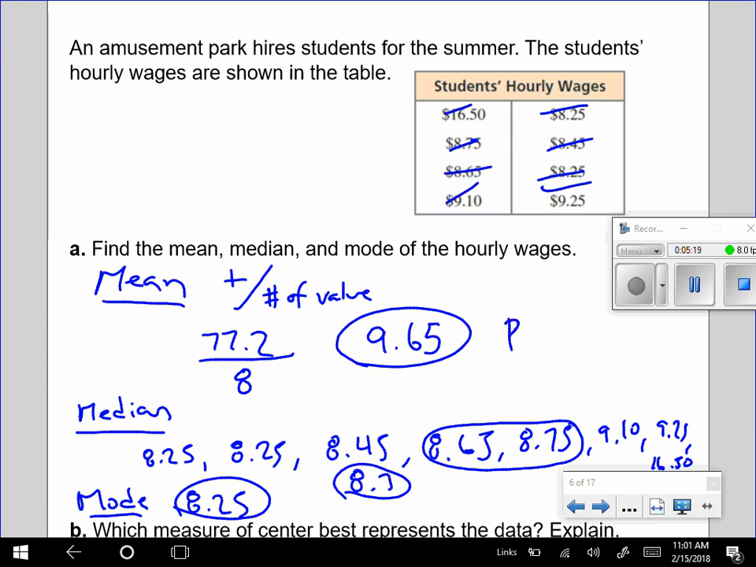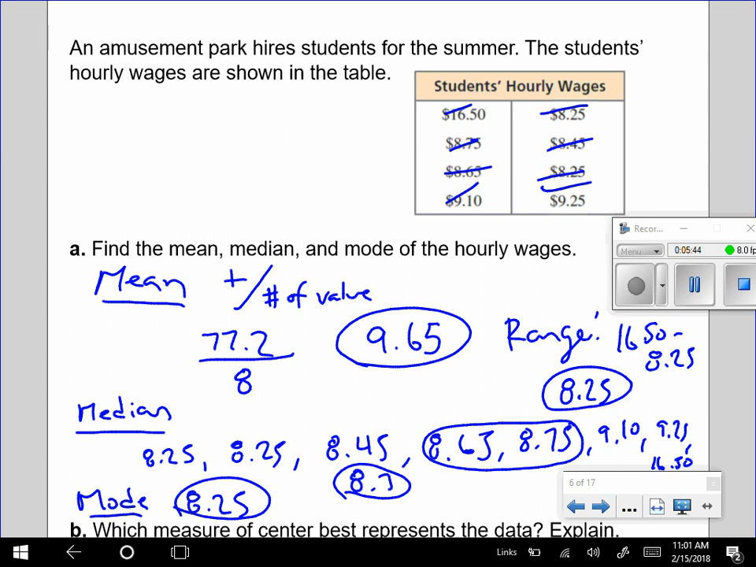And then if I did want to find the range, I would take the greatest number, which is 16.50, and I would subtract the smallest, which is 8.25. So 16.50 minus 8.25, and I get my range is 8.25. So that's kind of the spread or the distribution of the data.